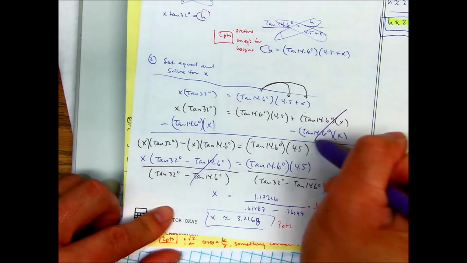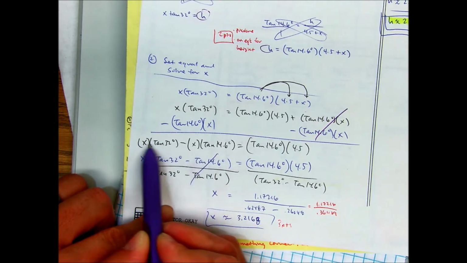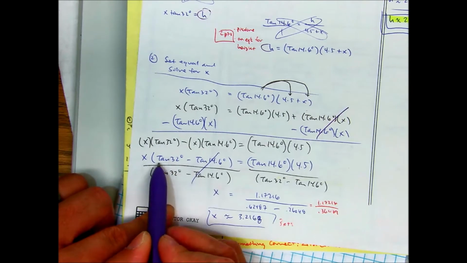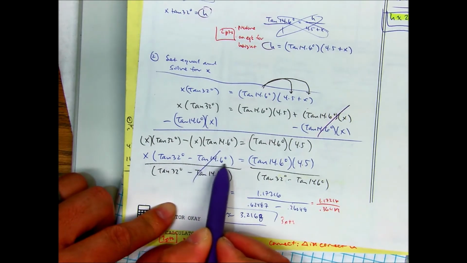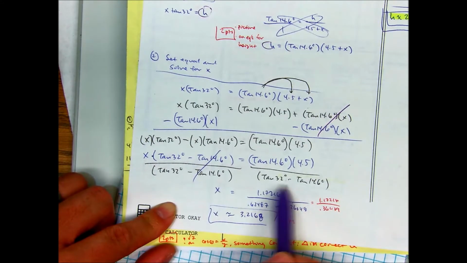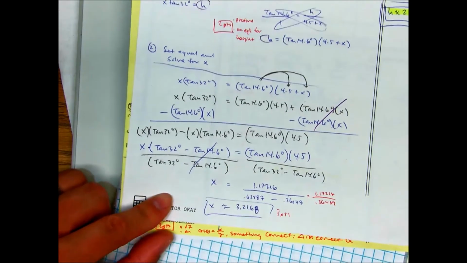These cancel. And then here I'm going to factor out, or the greatest common factor is they both have an x. And then tangent of 32 minus tangent of 14.6, this is multiplication, so I'm going to divide it on both sides. This goes away, you're left with x equals, and then this is where I evaluated.